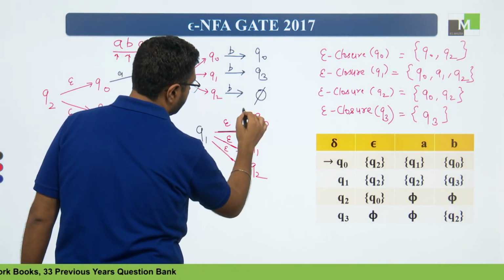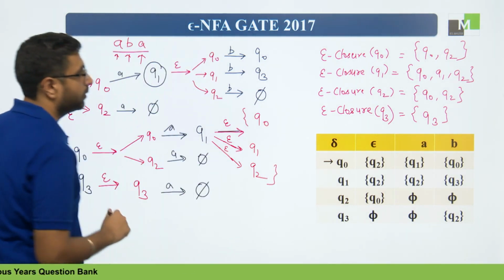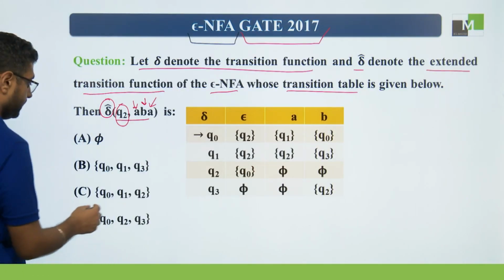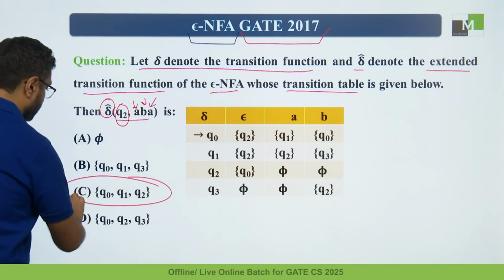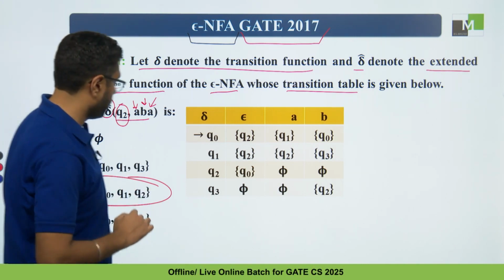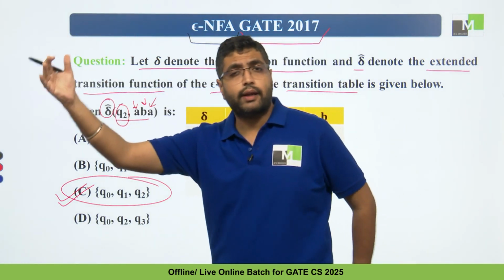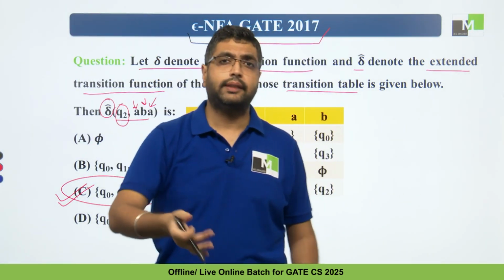Right, so the answer will be Q0, Q1 and Q2. All right, so let's go back and check that. We are getting option C as the correct option. So the answer will be Q0, Q1, Q2. It's just that whatever we have already learned, we have applied the same thing 3 times.